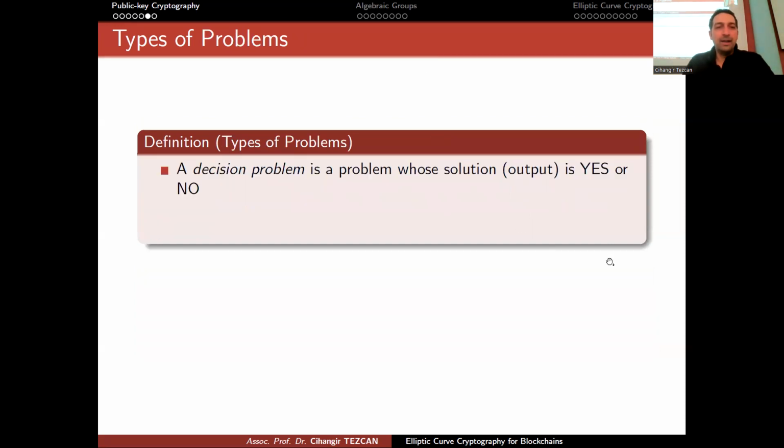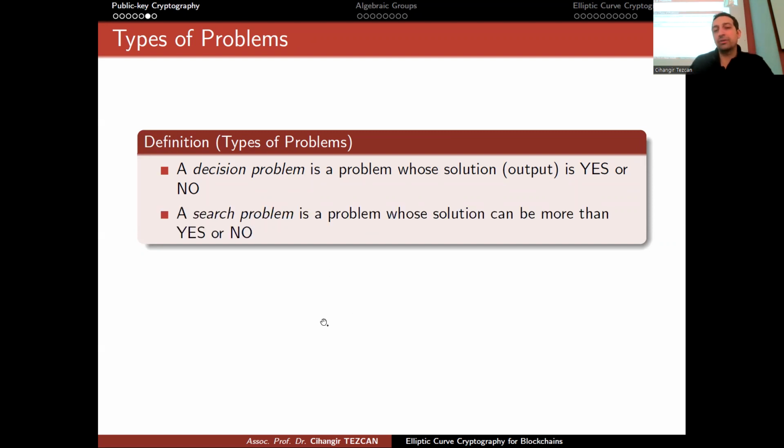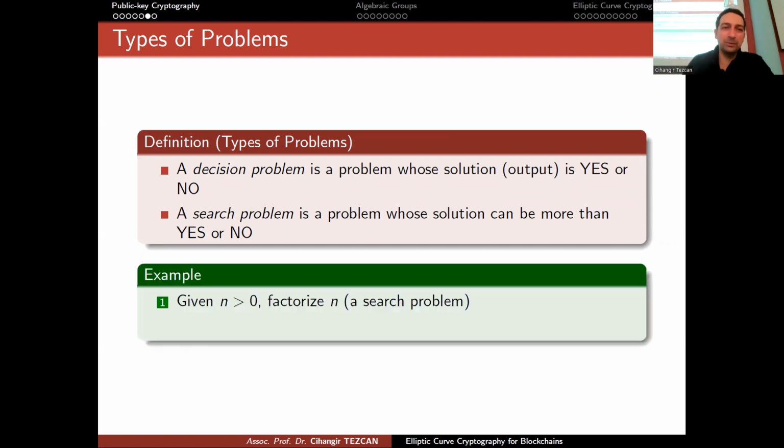Okay, and let's give a few more definitions. We actually define two types of problems. One of them is a decision problem, and the other one is a search problem. A decision problem is a problem whose solution or output is yes or no. And a search problem is a problem whose solution can be more than yes or no. So let me give you an example. This is a search problem. Given n, factorize n. As you can see, the output is not yes or no. You try to find the factors of this number.